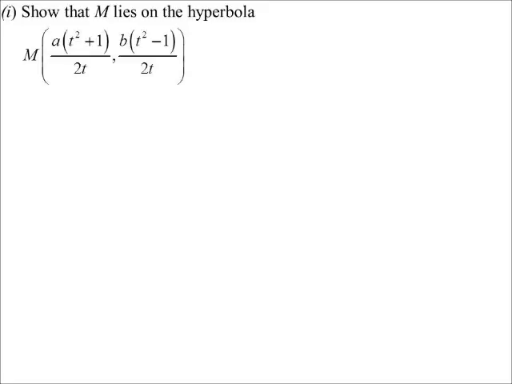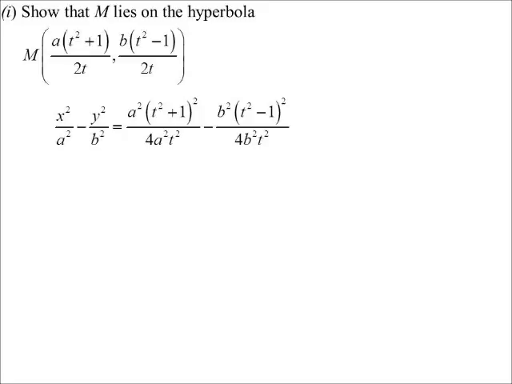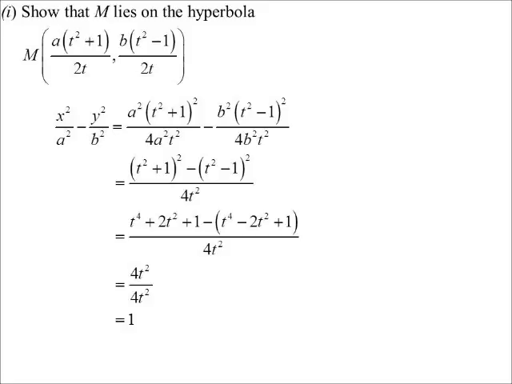Show that M, again, nice gift mark to start off with. Substitute in M. There's M. Put it into x squared on a squared minus y squared on b squared. Fingers crossed this should equal 1. Oh, yeah, bit of expanding to do. But yes, eventually we come down to 1. So, yep, okay.